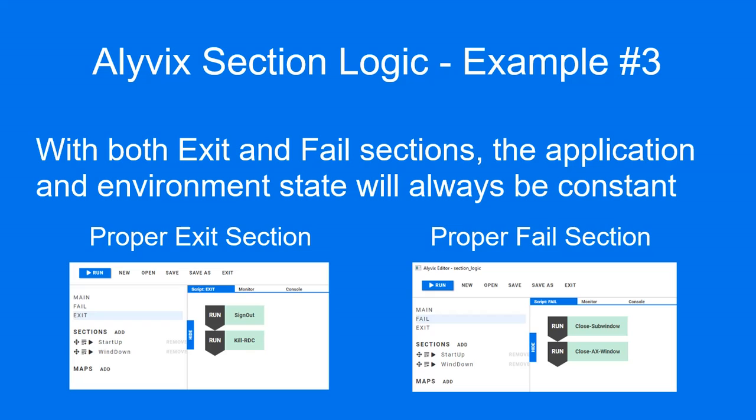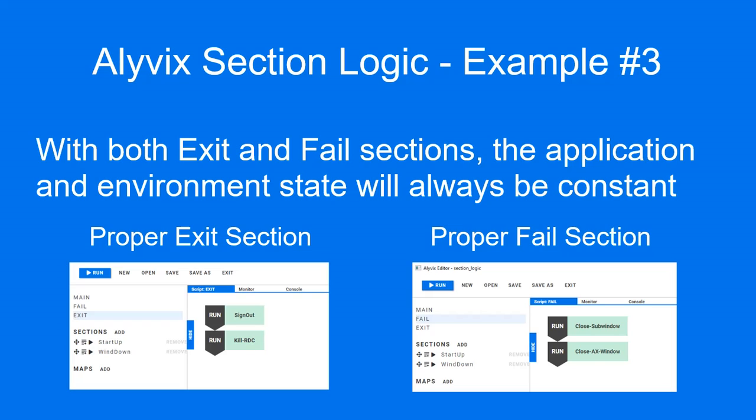The key to properly exiting the target application after running your test case, whether it's a native app or a web app, is to carefully construct your fail and exit sections. Since they will run consecutively and without triggering another break, they shouldn't contain the same steps. A good division of labor is to close windows in both the main and fail sections, but sign out and kill applications in the exit section.